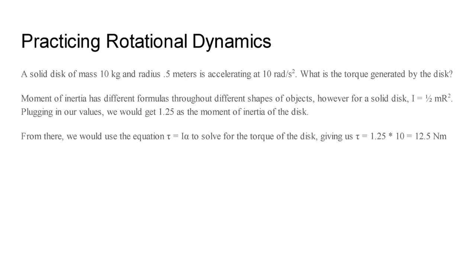The moment of inertia has different formulas throughout different shapes of objects. However, for a solid disk, such as this one, the moment of inertia will be equal to half of m r squared. By plugging in our values, we would get 1.25 as the moment of inertia of the disk.